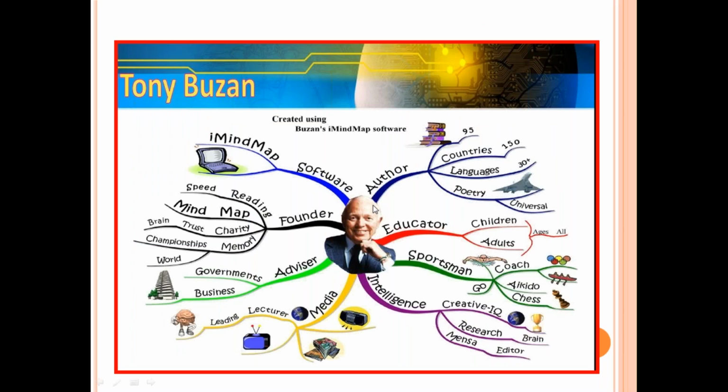We can create a mind map even for an individual. This is the mind map built for Tony Buzan. So the different multifaceted personality of Tony Buzan is depicted in this particular mind map. He's an author, educator, sports person, he's an advisor, he's a founder of many things, and he's a creator of software. As an author, he has written more than 95 books. He visited a good number of countries. He knows 30+ languages. So different aspects of this particular individual can be depicted in a very visual form using a mind map.